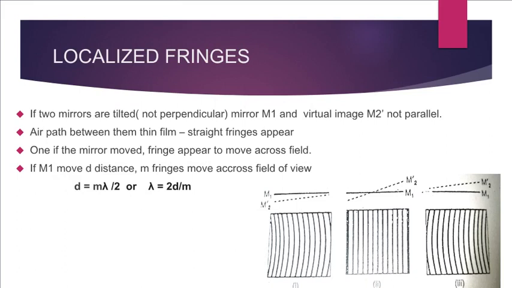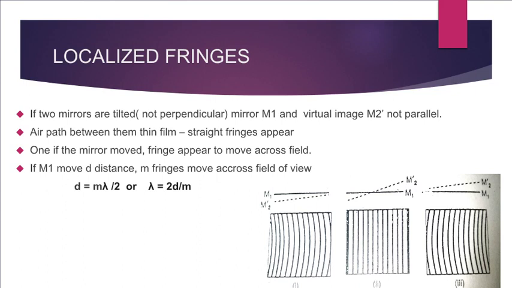M1 and M2 will not be parallel but inclined, with an air thin film between them. When mirrors M1 and M2 are not exactly parallel or not equally distant, a wedge-shaped film is formed between them. The paths of two reflected rays originating from the same incident ray, by reflection from M1 and M2, are no longer parallel. They intersect near M1, and hence the fringes are formed near M1.